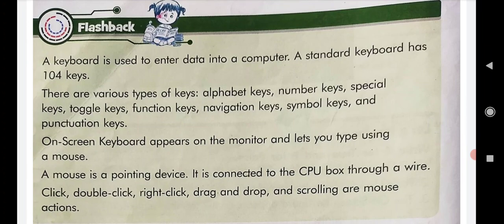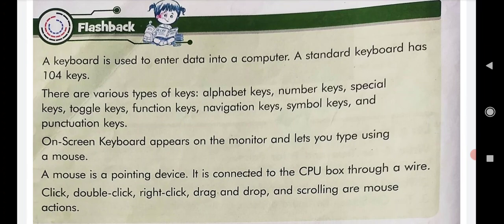There are various types of keys available on a keyboard, such as alphabet keys, number keys, special keys, toggle keys, function keys, navigation keys, symbol keys, and punctuation keys. These are the keys which are available on the keyboard.